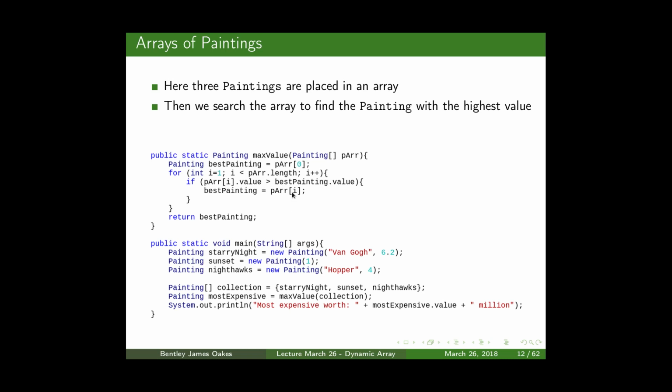So here we're doing a bunch of things. We're storing paintings in an array using the braces notation. We're passing that array to a method. That method is iterating through that array of paintings, and what you can do is access the attributes of those instances if they're not private, or you can call methods on those instances. So it's very, very similar to doing something with strings, and that's because strings are reference types and paintings are also reference types. Okay, questions about that?